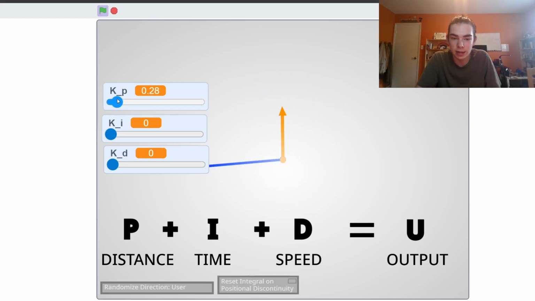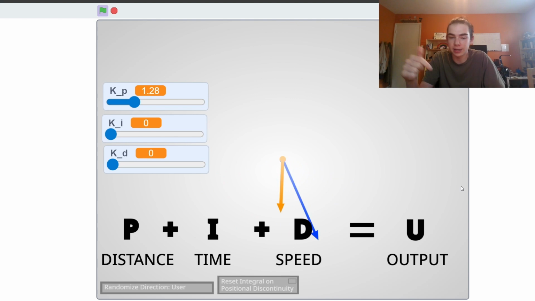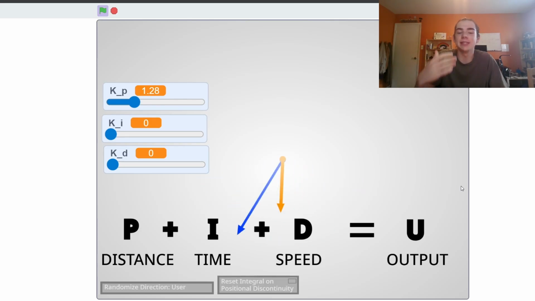And so you can see, if I add that, once the proportional is working, when we are far away, yes, we start to speed towards it, but we often overshoot. But that's all right. This is the first step of tuning PID control. Tuning is the process of finding these values.